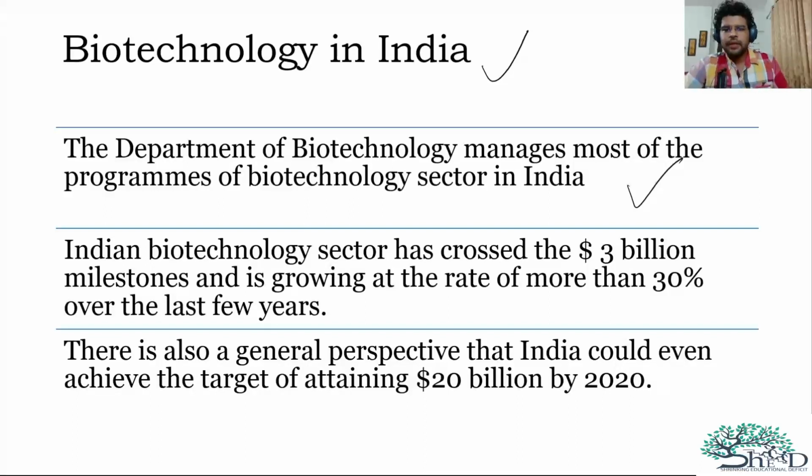In India, the Department of Biotechnology is basically the nodal agency. It manages, monitors and implements all the biotechnology programs in India. Now, some more facts. The Indian biotechnology sector has crossed the 3 billion milestone, and it's growing at the rate of 30% over the last few years. It is believed that it could cross 20 billion, and it can reach that target and also cross it.